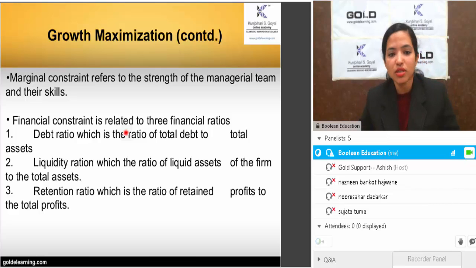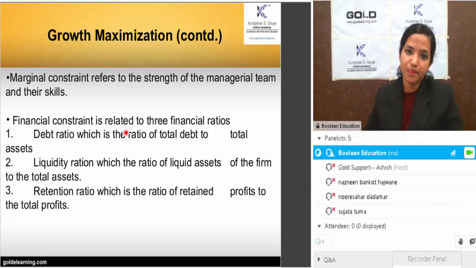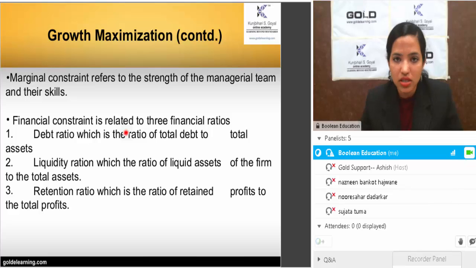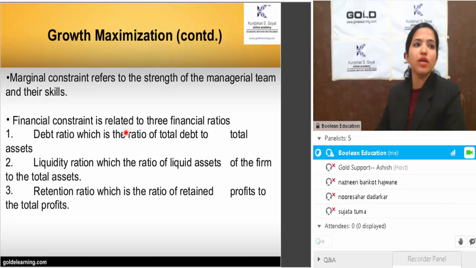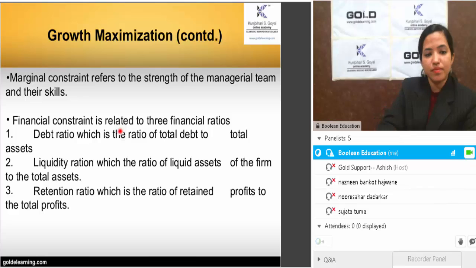Liquidity ratio is the ratio of liquid assets of the firm to the total assets. Out of all the assets you have, the ratio of liquid assets to the total assets which we have. This is the second ratio. Second, retention ratio, which is the ratio of retained profits to the total profits. So how much the financial constraint will be depends on these three ratios, right?